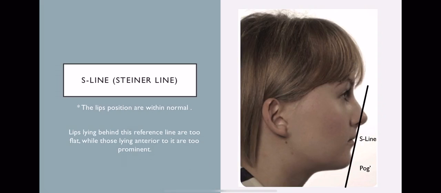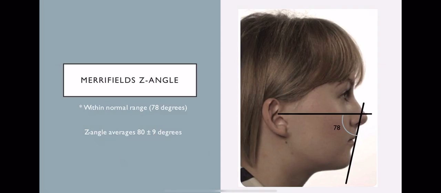The S line also shows lips within normal position because both lips are touching the S line, because 2 forward it is considered too prominent and 2 backward it is considered as too flat lips. The Merrifield Z angle is considered normal. We have here 78 degrees because the normal range is 80 plus or minus 9 degrees.